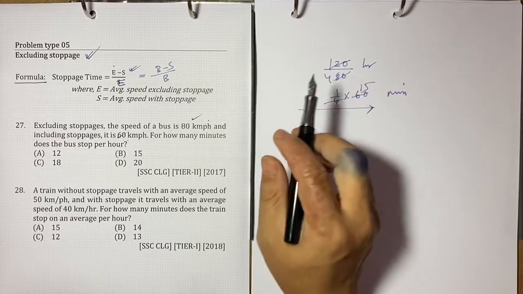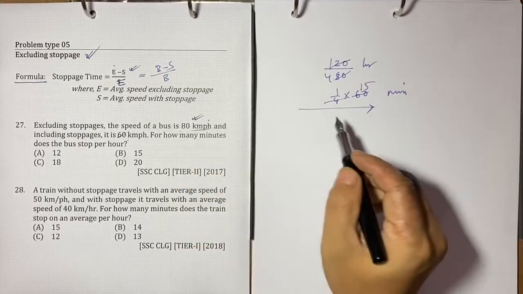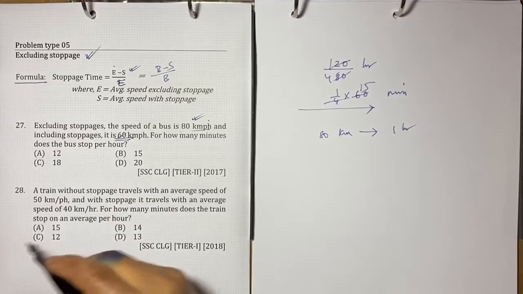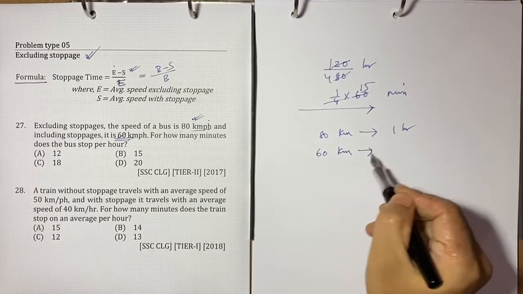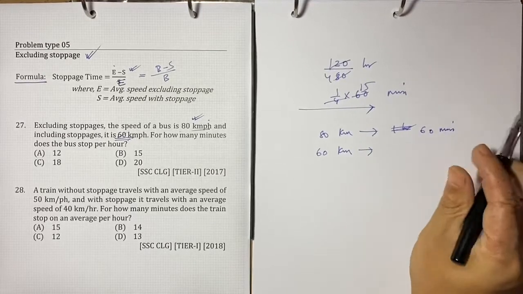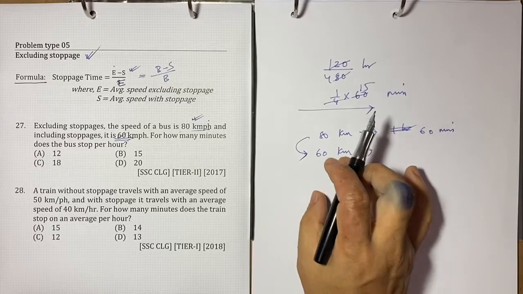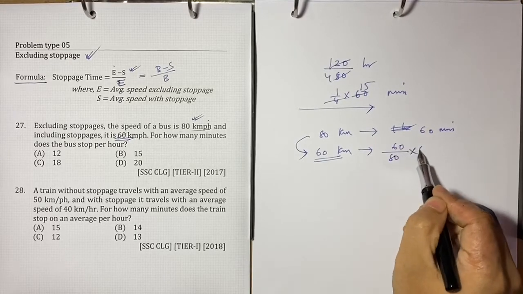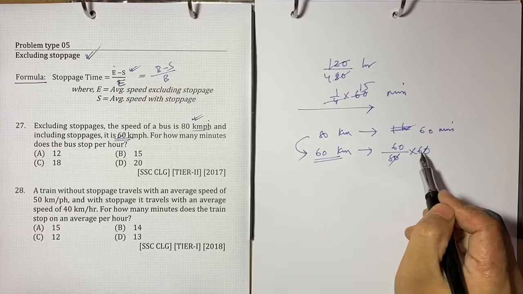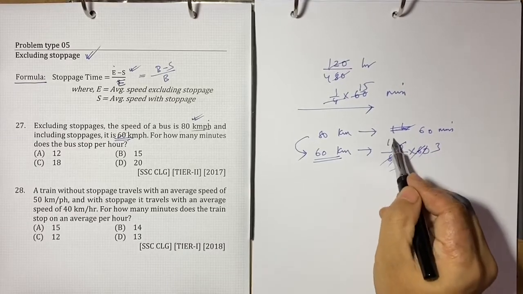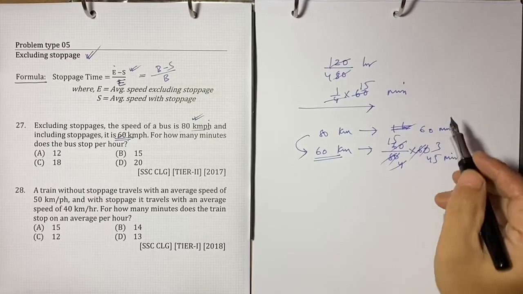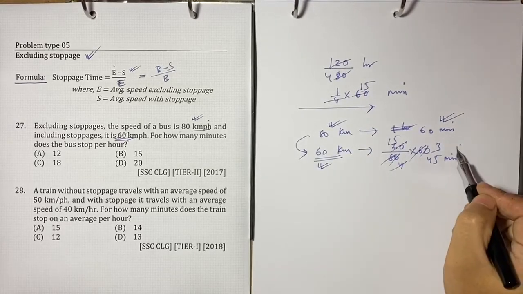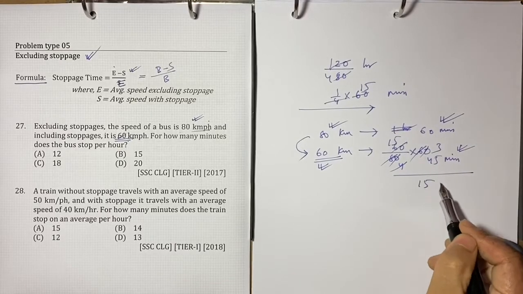Now the logic: the bus covers 80 km in 1 hour, so with stoppage it covers 60 km. In 60 minutes it covers 80 km, and 60 km takes 60 divided by 80 into 60, cancel, this will be 3 and this will be 4, this will be 15, so 45 minutes. So in 60 minutes it would cover 80 km, but 60 km takes 45 minutes, so the difference is the stoppage of 15 minutes.